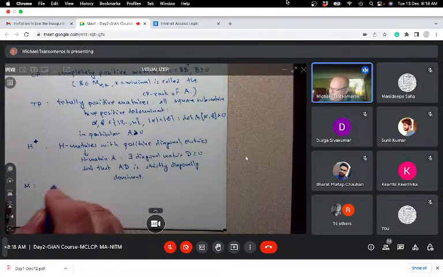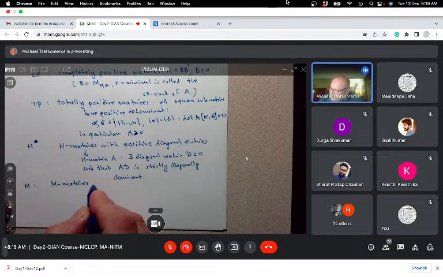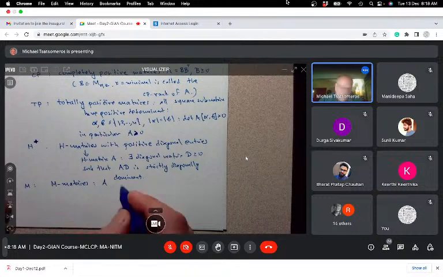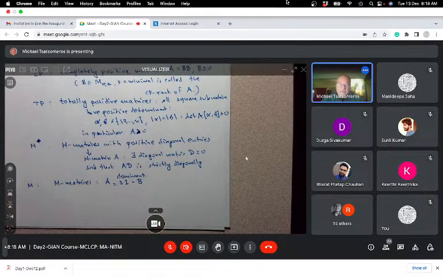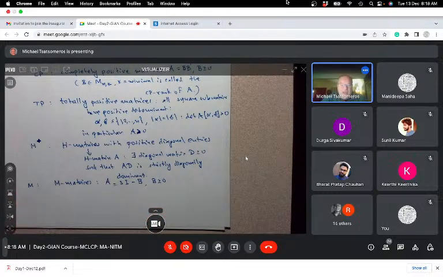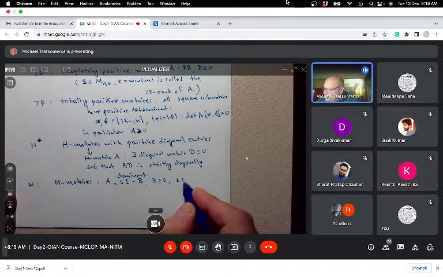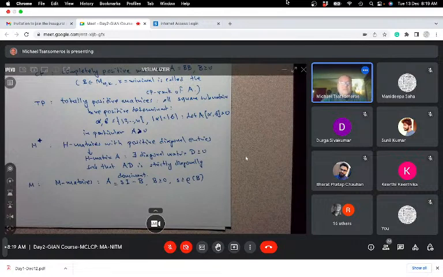So the class M, these are the M matrices. These are matrices of the type A equals S times I minus B. Okay, I is the identity matrix, B is non-negative, square matrices, B is non-negative, and S is greater than or equal to the spectral radius of B. Okay?